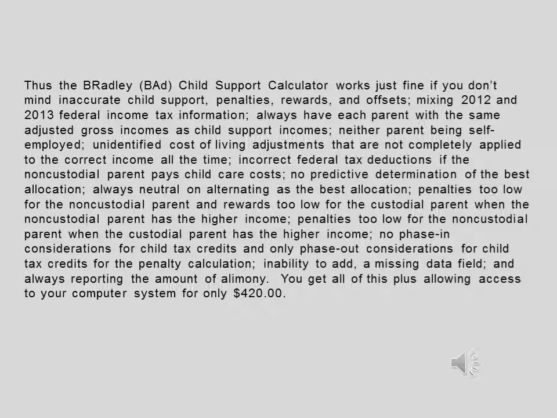Penalties too low for the non-custodial parent and rewards too low for the custodial parent when the non-custodial parent has the higher income. Penalties too low for the non-custodial parent when the custodial parent has the higher income. No phase-in considerations for child tax credits and only phase-out considerations for child tax credits for the penalty calculation. Inability to add, a missing data field, and always reporting the amount of alimony.